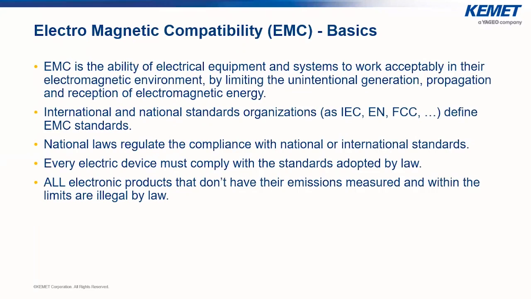Okay, so EMC, electromagnetic compatibility, is a big word. How can we define it? EMC is the ability of electrical equipment and systems to work well in their electromagnetic environment by limiting the unintentional generation, propagation, and reception of electromagnetic energy. There are international and national standards organizations, for example IEC, EN, FCC, that define EMC standards. Then it's the task of national laws to regulate compliance with national and international standards.